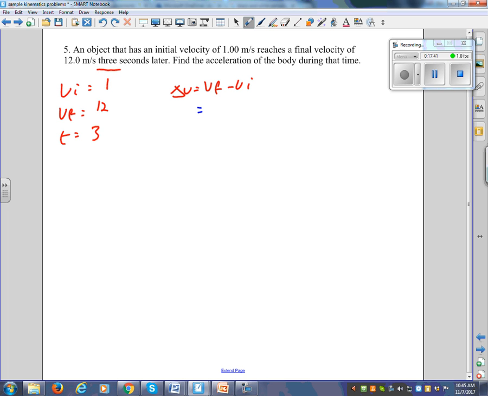So that's going to be 12 minus 1, or 11. A equals delta V over delta T. That's going to be 11 over 3, which is 3.6 repeating, right? 3.67, I guess. Meters per second squared. Are these easy? Yeah, once you know them. Once you know them, right?